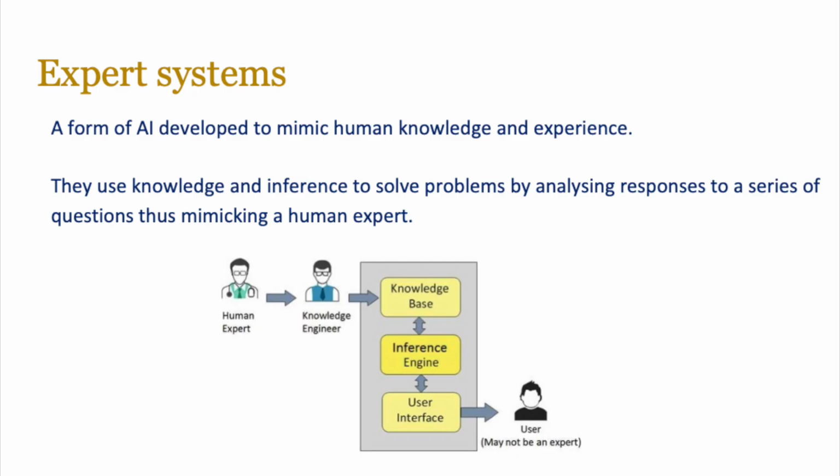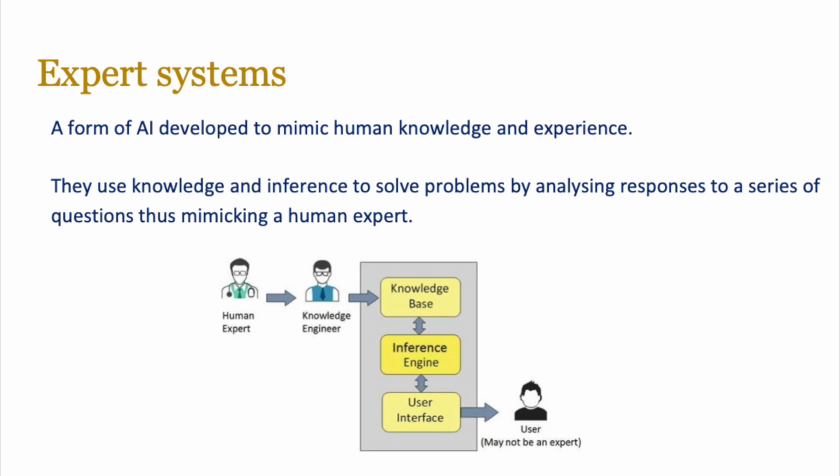An expert system is a form of AI developed to mimic human knowledge and experience. These use knowledge and inference, which is reasoning, to solve problems by analyzing responses to a series of questions, thus mimicking a human expert. For example, you could have a doctor, and the doctor will ask you a series of questions, take a few measurements, and based on that, will work out what illness you have and what possible course of treatment that you should take.